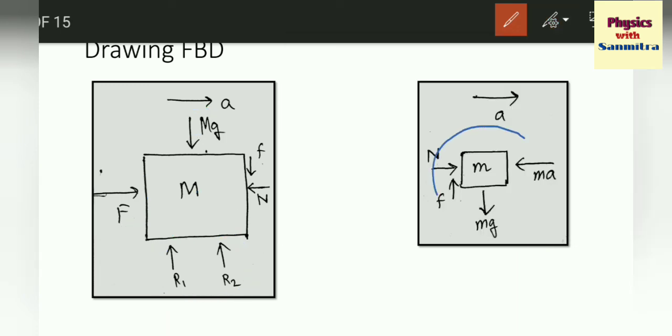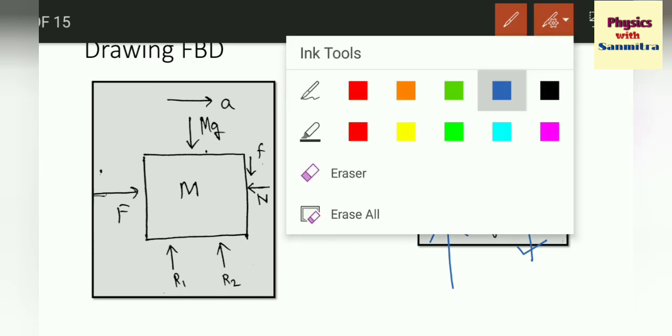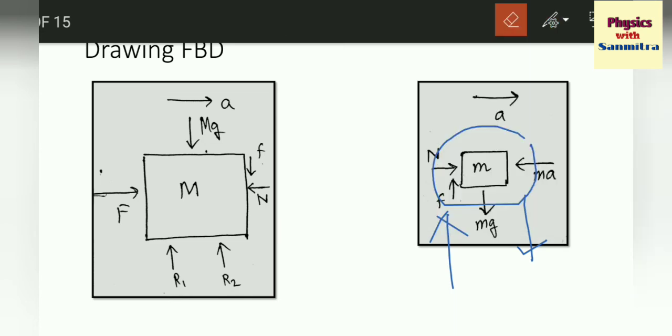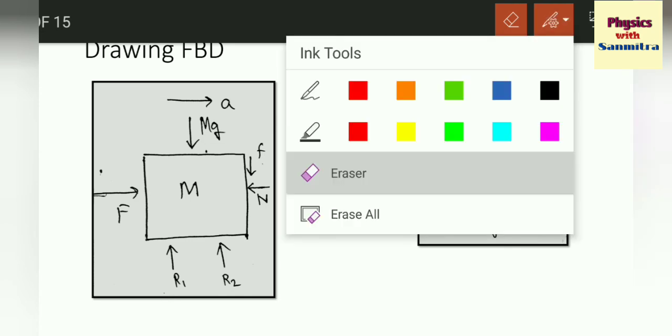So if this block has a tendency to go downwards, then the friction will be acting upwards, because friction opposes relative motion. These all things I have covered in the friction lecture. Now, this is F and this is N. This F is acting upwards.